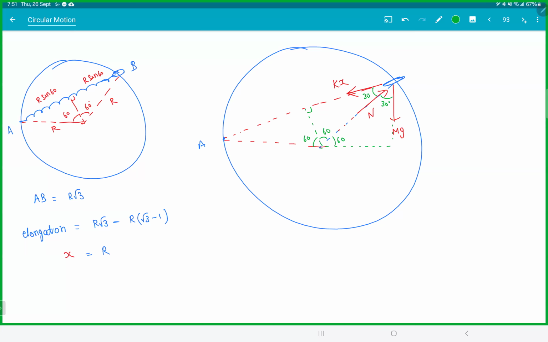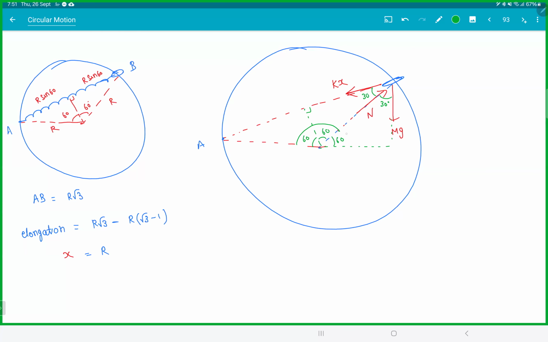Please check the angles. Anyone not convinced with this angle, ask. This total angle is 120. So obviously this has to be 60. I think maybe I'll write it as 120. That will be more convincing. This is 120. So that has to be 60. That will be 30. So both the angles are 30.